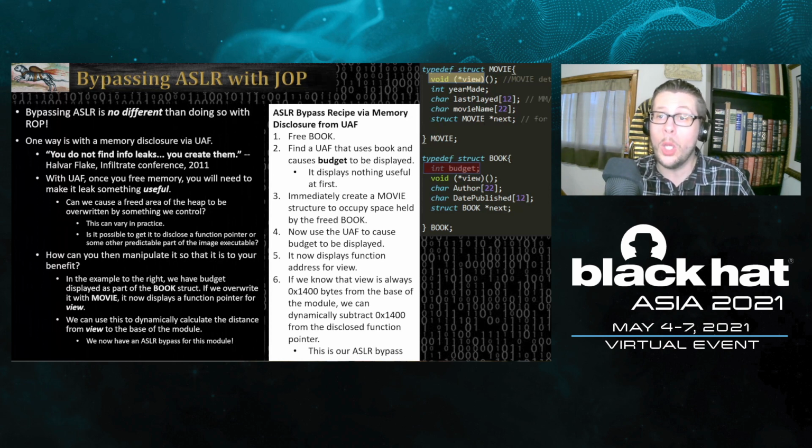Well, we can instead go and overwrite that allocation with a similarly sized structure. And instead of an integer at the first offset, maybe we'll have a function address. And thus, instead of displaying a random integer or nonsense, we are leaking a function pointer. And from that, we can extrapolate the base address of the DLL. And this is the ASLR bypass that we want. If you do this, you've bypassed ASLR.